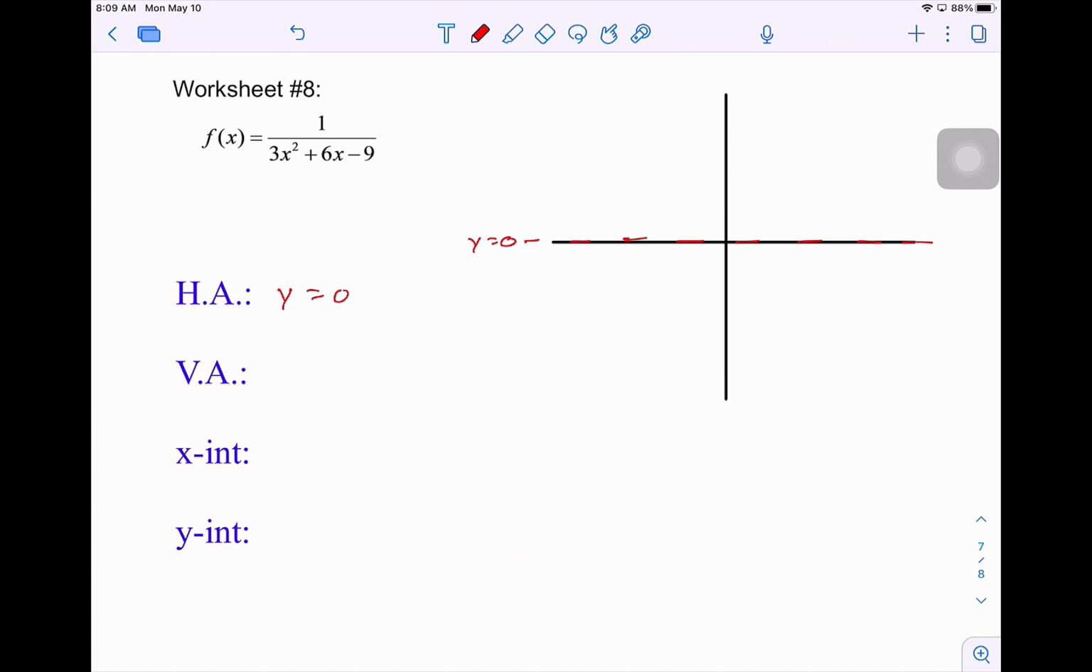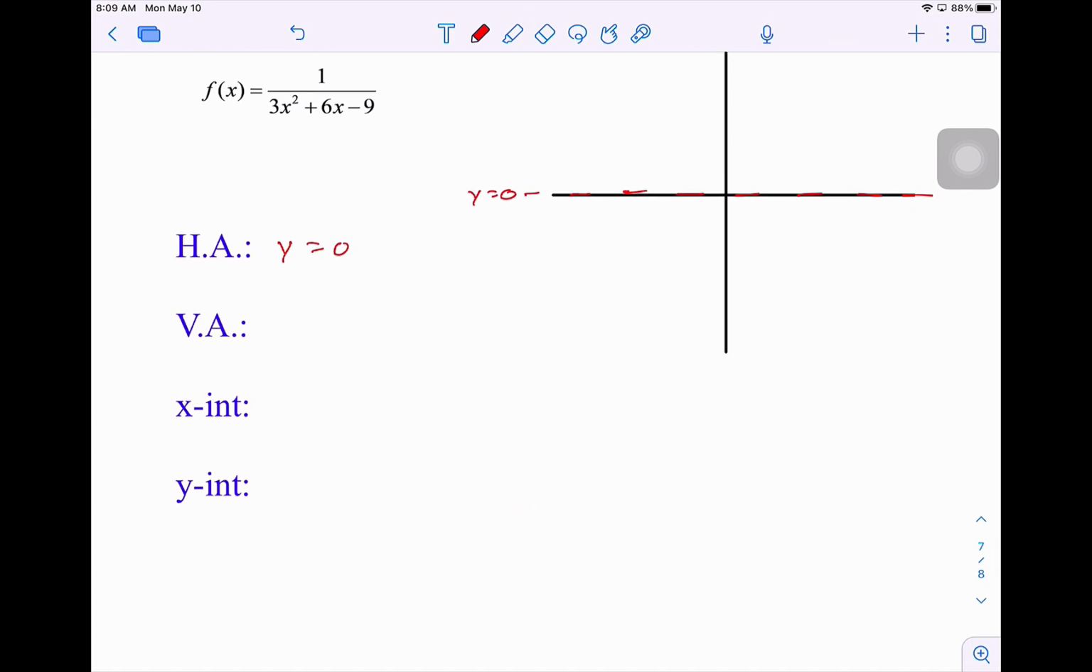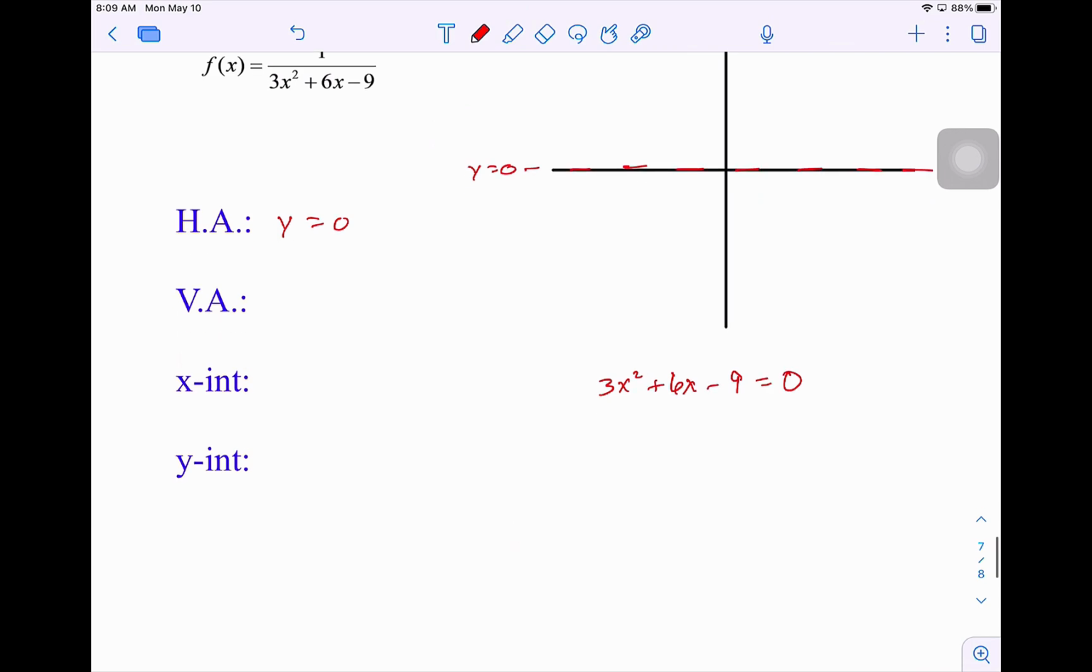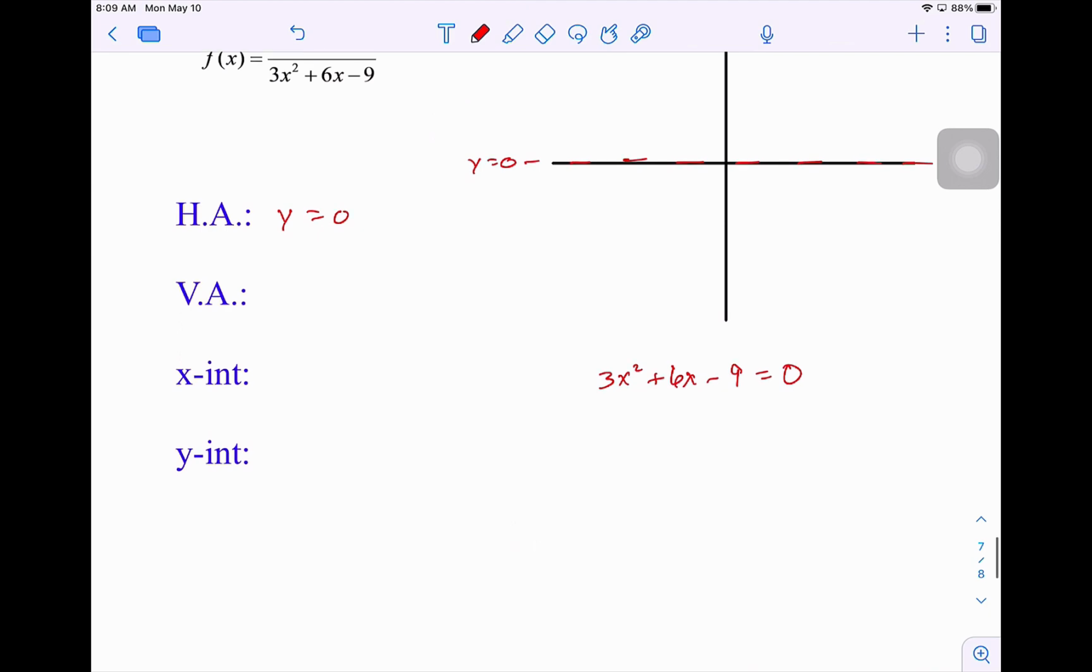So let's go down below the graph. Let's take our 3x squared plus 6x minus 9 equal to 0. And now we're trying to figure out what values of x would make the denominator equal to 0. What can I not have? One thing I'm going to do right away, notice that there's a 3 in all of those. I'm going to divide the 3 out completely and make this easier. I'm going to divide everything by 3.